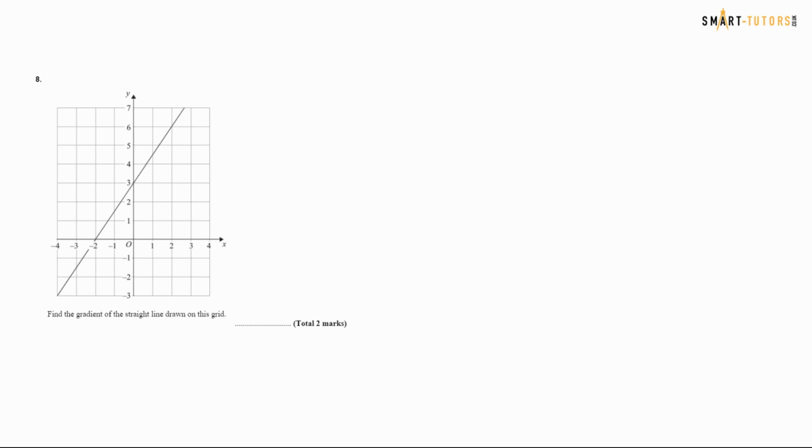Question number 8. Find the gradient of the straight line drawn on this grid. So in order to find out the gradient, you can choose any 2 points. So I'm choosing this point, which is 2, 6, and this point is 0, 3. So gradient equals the difference of y, 6 minus 3, divided by 2 minus 0. So 6 minus 3 is 3, over 2 minus 0 is 2. So gradient is 3 over 2.